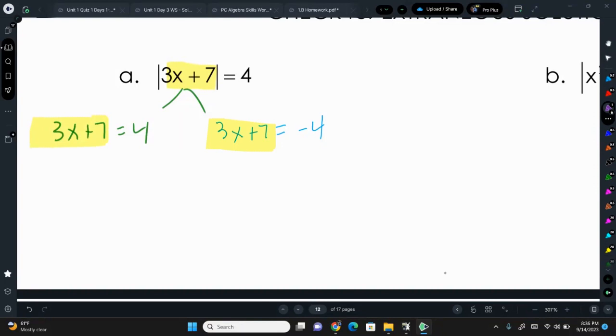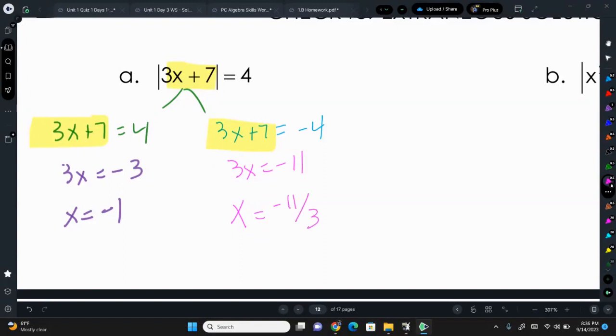Subtract 7 from both sides. We get 3x equals negative 3, and x equals negative 1. Then in the other one, again, subtract 7 from both sides. We get 3x equals negative 11. Divide both sides by 3. X equals negative 11 over 3.